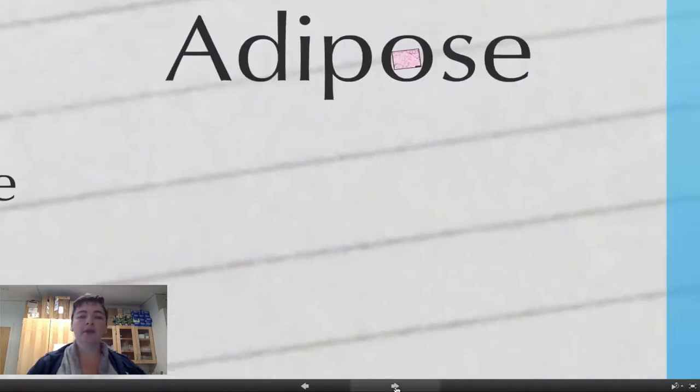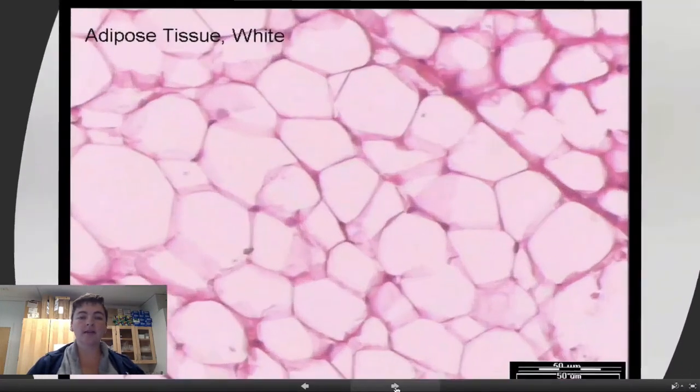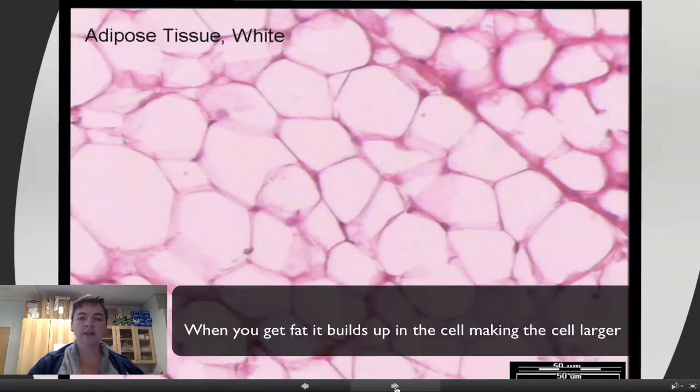Adipose. Adipose is fat. When you look at the cell, most of the cell is towards the outside. That kind of clear in the middle is fat deposit.